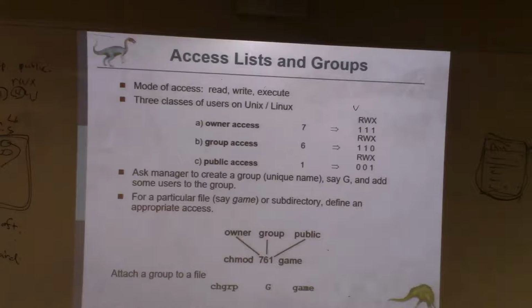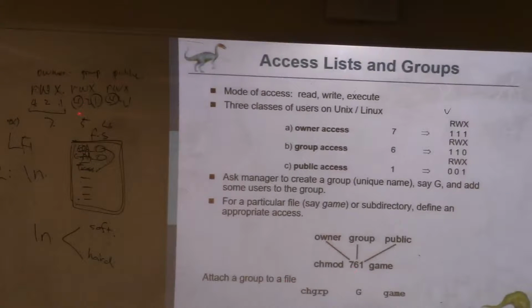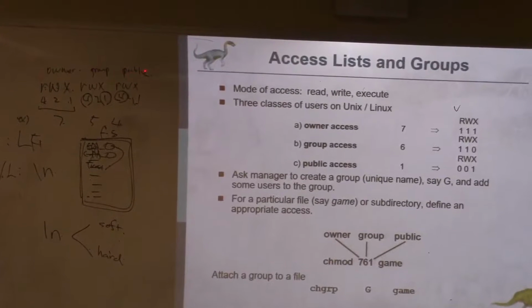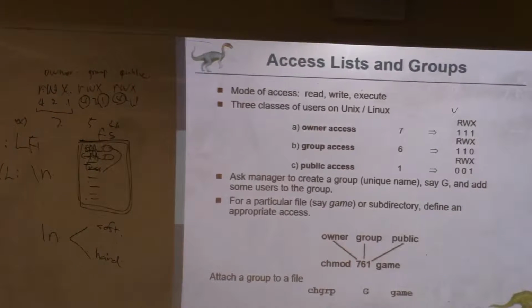This is the same example as this one: owner, group, and public. For example, 761 means 7 is full permission, 421, and 6 means 42, which means read and write for the group, and 1 is execution only for the public. Okay.